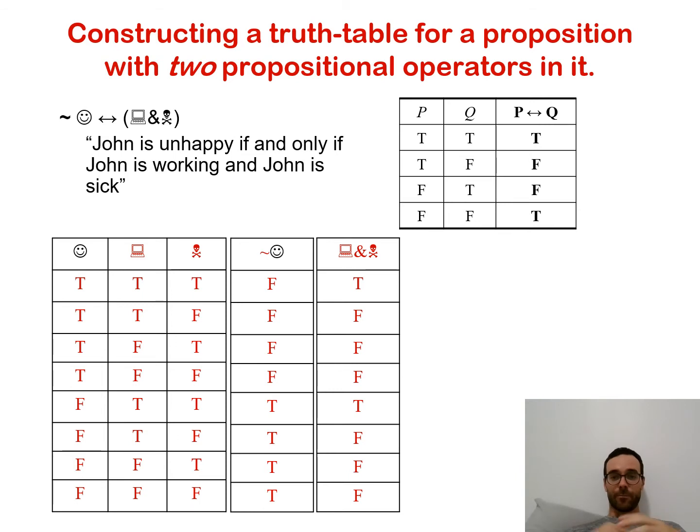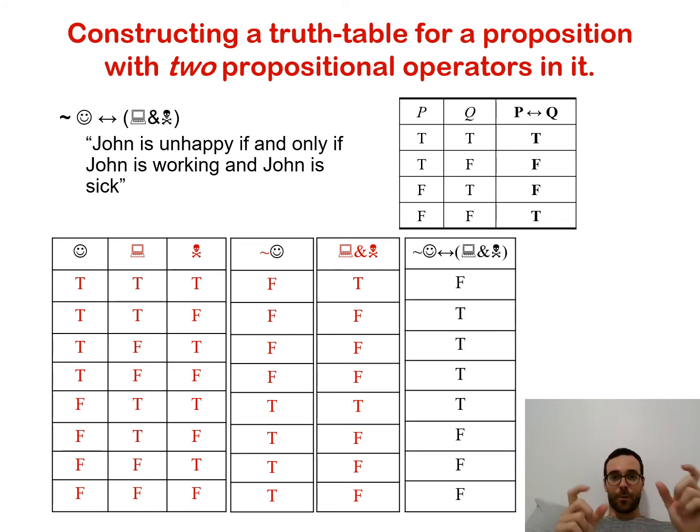Once we're done with this, we can combine these two parts, the negation smiley face and the computer screen and skull and crossbones, using the major connective, which is the biconditional. And from that major connective, we can then form the truth of this complex proposition as a whole.